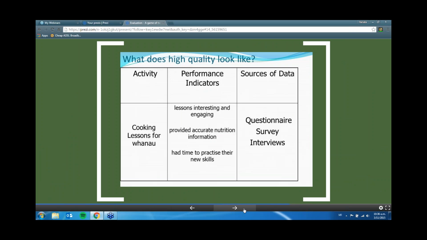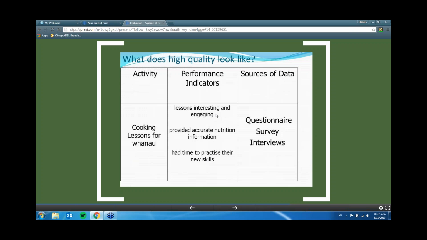All I've got here are some examples of what you do when you're trying to assess how good your work is. So if you're trying to assess how well you delivered the cooking lessons for whānau, you're then going to drill into that layer of content, design and delivery. So you can see easily how these relate to content, design and delivery.